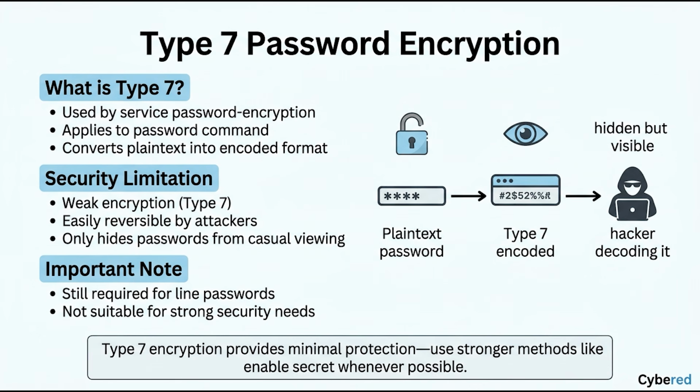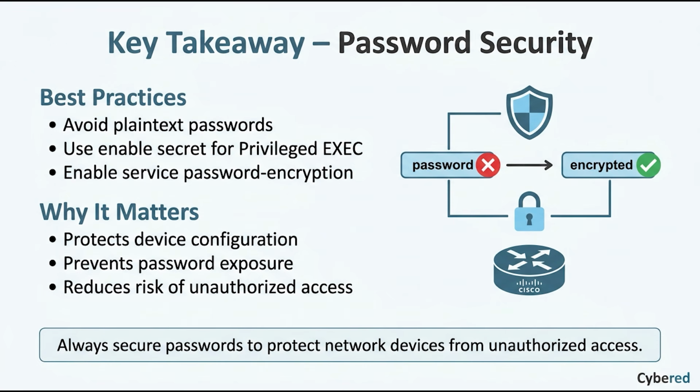While this method hides passwords from casual viewing, it is not considered strong encryption and can be easily reversed by attackers. However, it remains the only built-in method on Cisco IOS for encrypting passwords created with the password command. So key takeaway, to improve security on Cisco devices, avoid leaving passwords in plain text, use enable secret for privileged exec access, and enable service password-encryption to protect passwords configured with the password command. This helps prevent unauthorized users from easily viewing passwords in the device configuration.